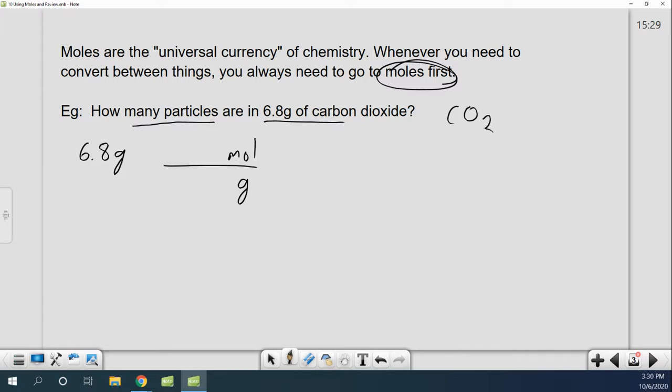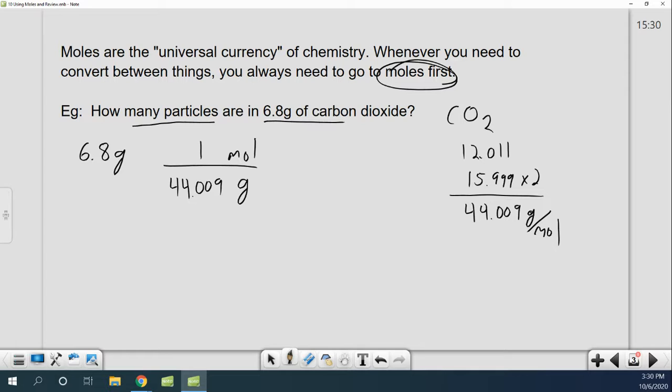I've got carbon dioxide. I'm going to need the molar mass of carbon dioxide. So I've got 1 carbon, which weighs 12.011, and I've got oxygens, and I've got 2 of them. Let me grab that calculator really quick. 15.999 times 2 plus 12.011. Molar mass of carbon dioxide is 44.009 grams per mole. So this tells me that 1 mole should weigh 44.009 grams.